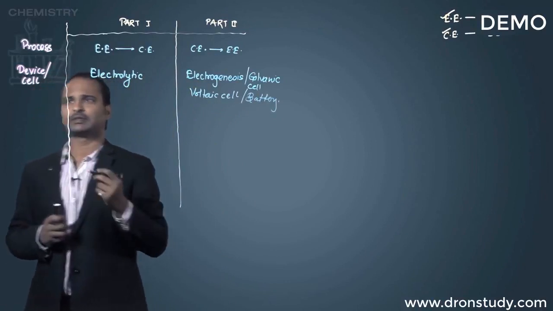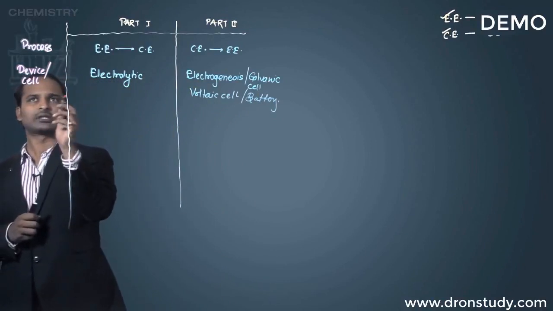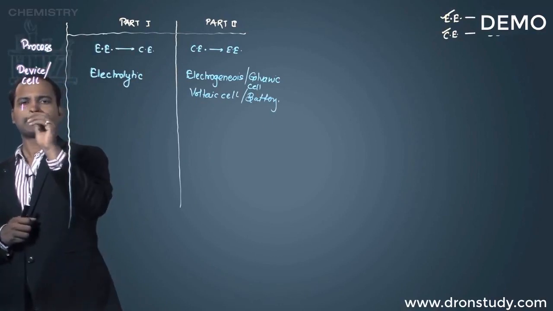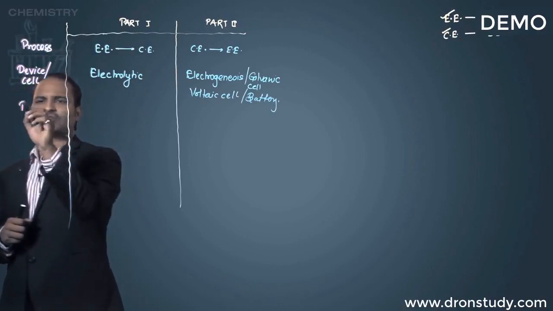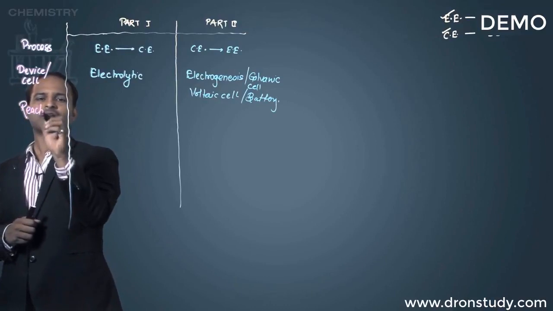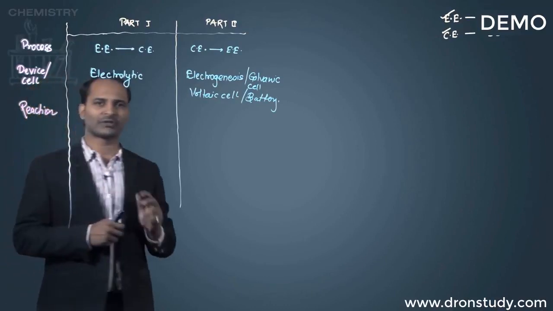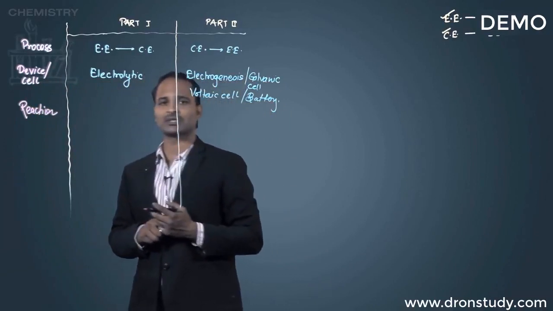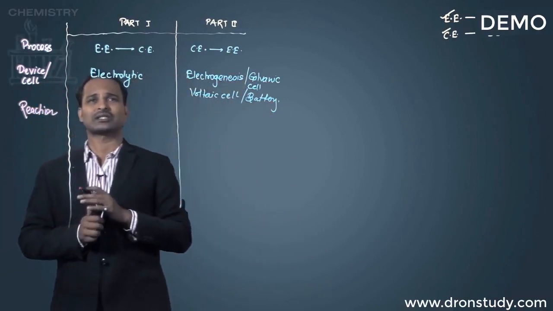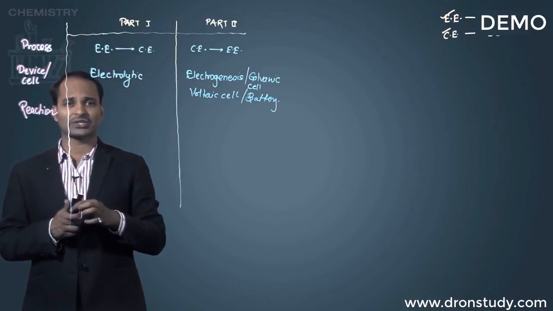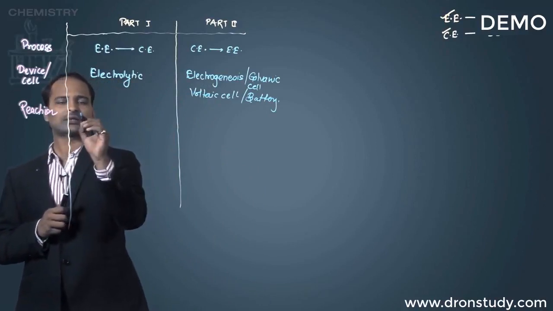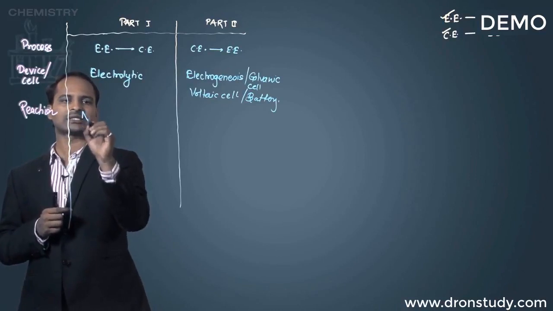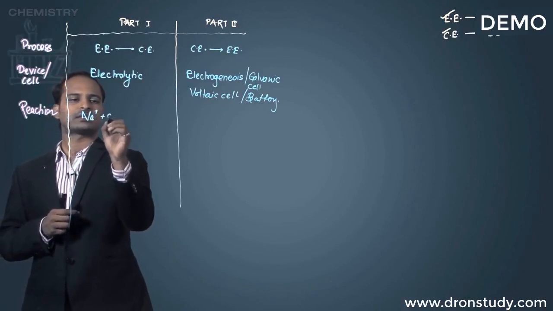Then third, after the device, the third one, the reactions. When I'm talking about that, here we are learning about the relation between the chemistry and the electricity. That means there are some chemical reactions going on. So in the case of this first part, the chemical reactions are, like I said, I'm doing the electrolysis of NaCl salt. So inside there is Na+ and Cl-.